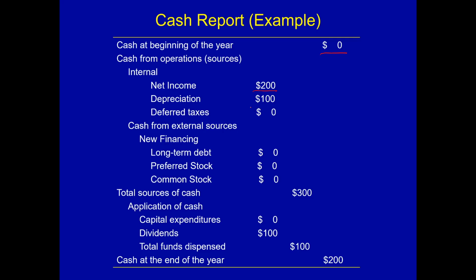Then we have the depreciation of 100. Remember, depreciation is an expenditure, but it is not a cash outflow, so we add that $100 also. Then the total sources of cash become 300. And then for the application of cash, we have given $100 in dividends, so the total funds dispensed are 100, and the cash at the end of the year is 200.